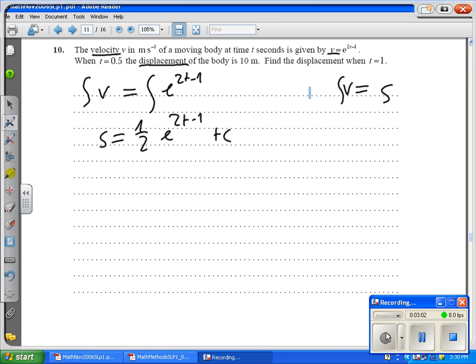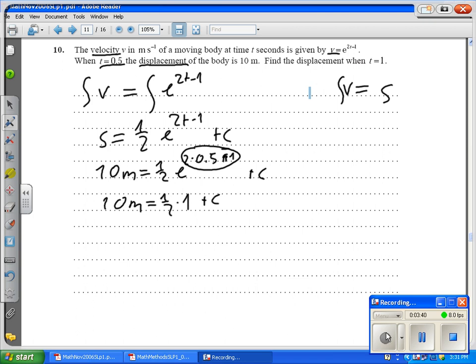So now I can substitute the values given to me. When t equals 0.5, the body has moved by 10 meters. So I'll just substitute into my formula, giving 10 meters equals half times e to the power of 2 times 0.5 minus 1, plus c. Simplifying this gives me 10 meters equals half times, and this here will give 0, which means e to the power of 0, which is 1, so I can just write a 1 here, plus c.